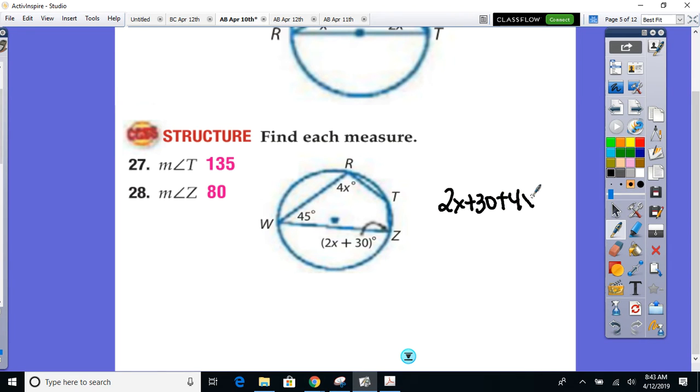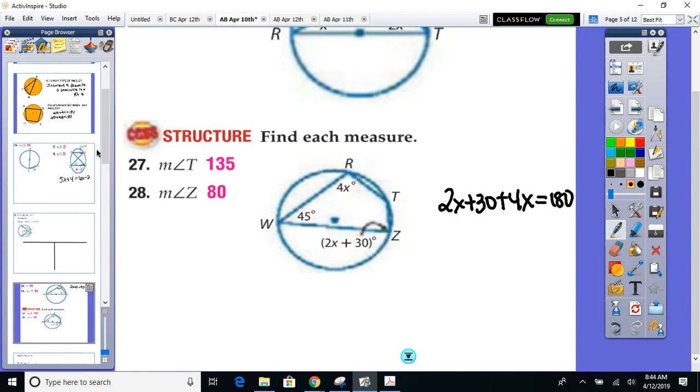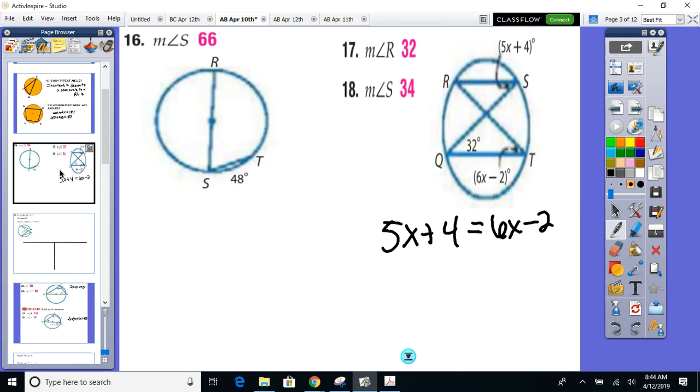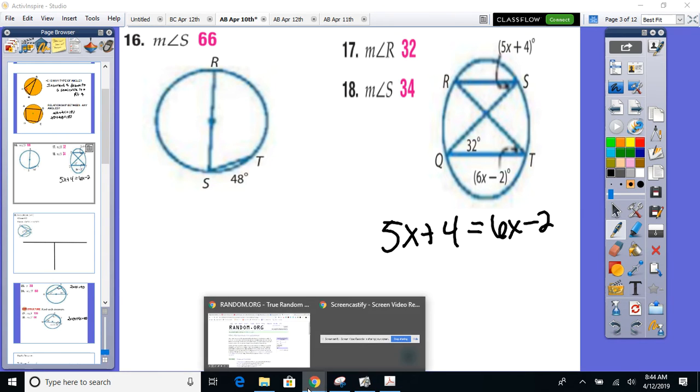Opposite angles are supplementary. Solve for x, then plug it back in to find angle z. Nice job. Questions there? Oh, I'm not done with the homework. No, no. Let's go to 16. It said find angle S.